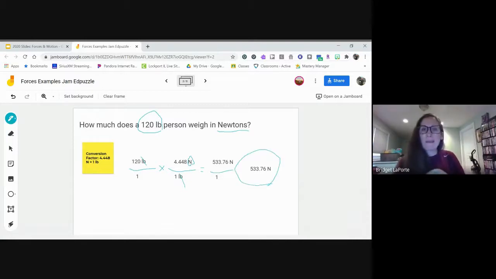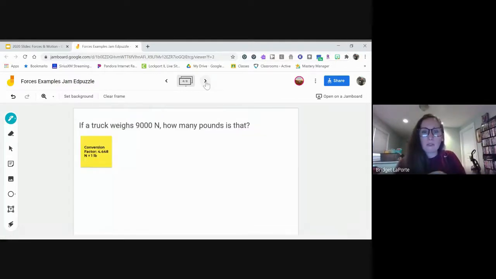So someone weighing 120 pounds, that weight would be considered 533.76 newtons. Right, so being able to move between those units is very important. And so sometimes we'll have to go from the English to the metric, like we did here. And other times we're going to have to go from the metric into the English.